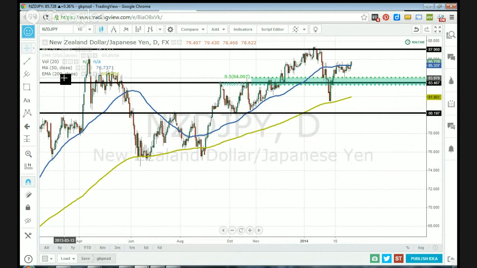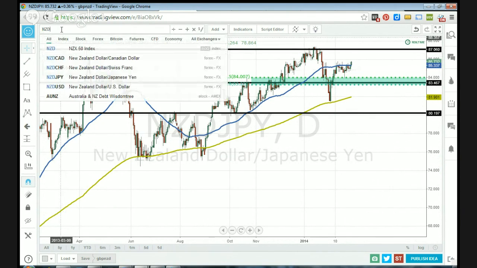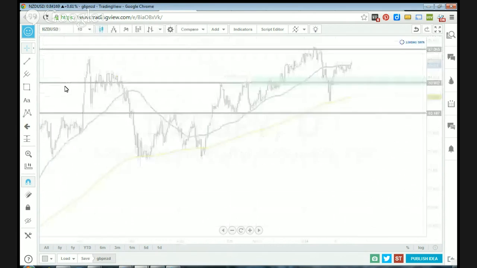And that is nothing really here. Let's see if we can pull back. Same as dollar yen and euro yen. So not really doing anything here. And Kiwi dollar.